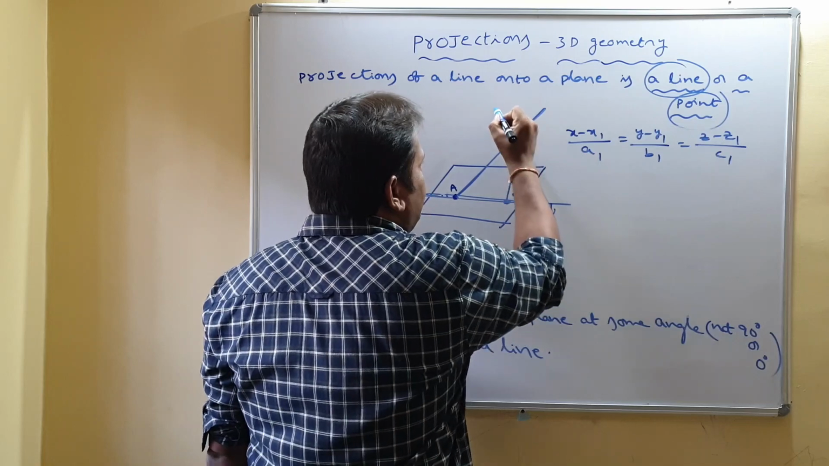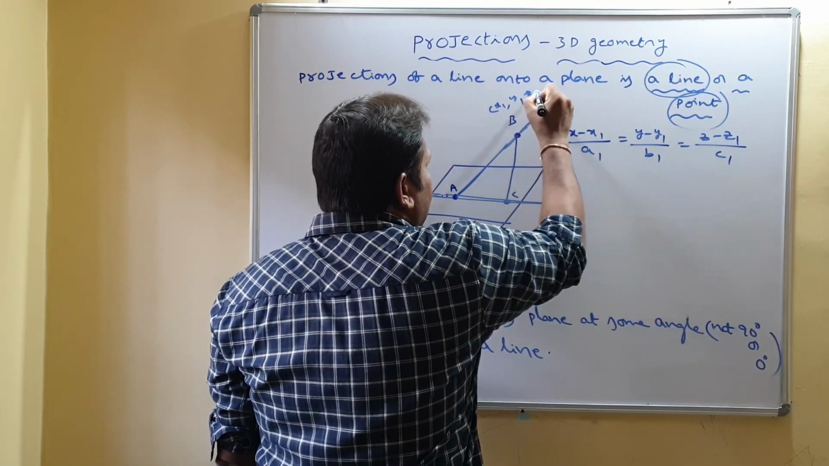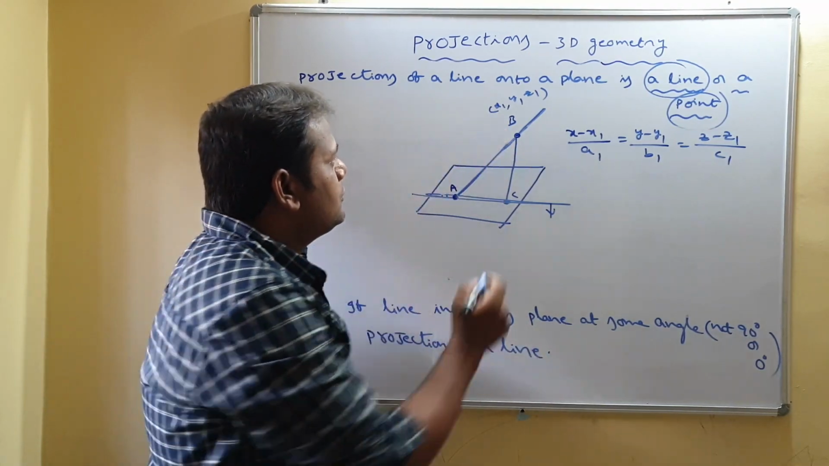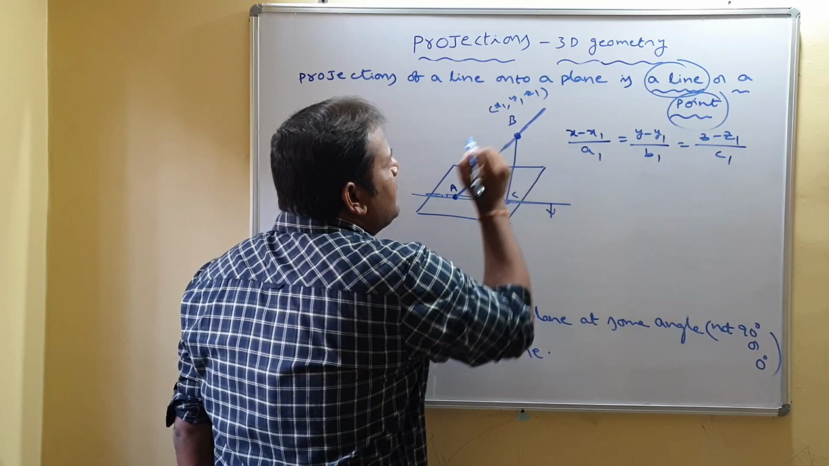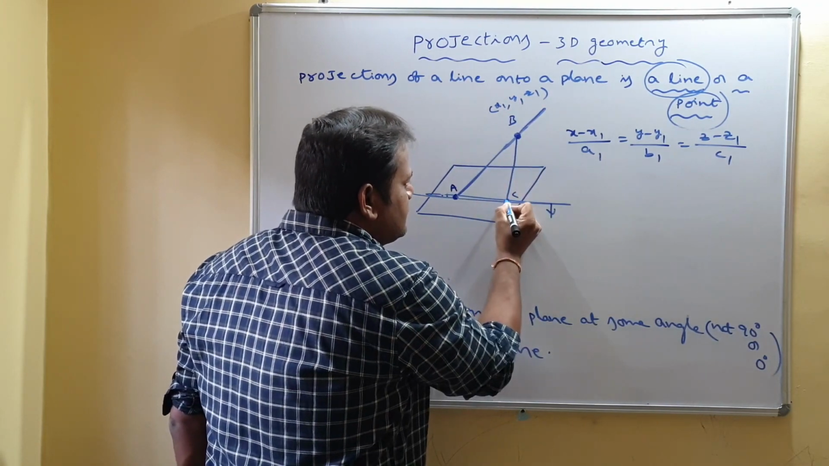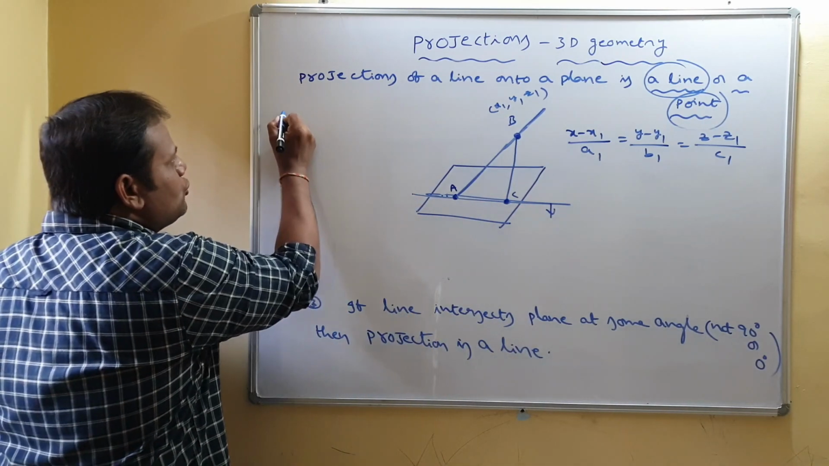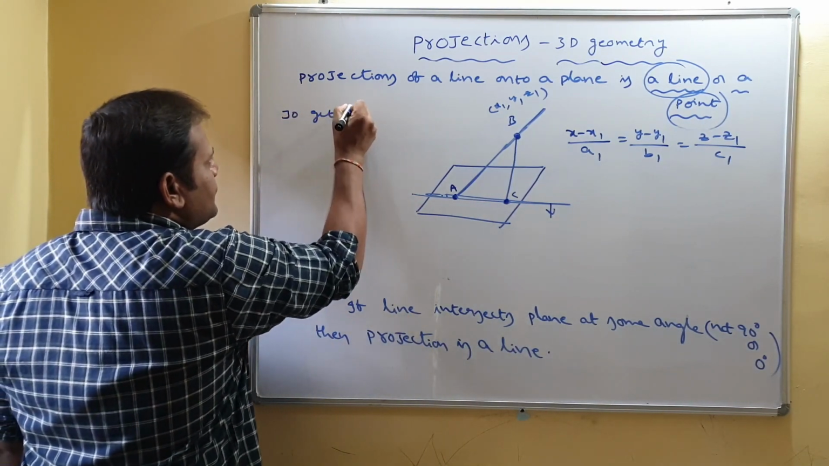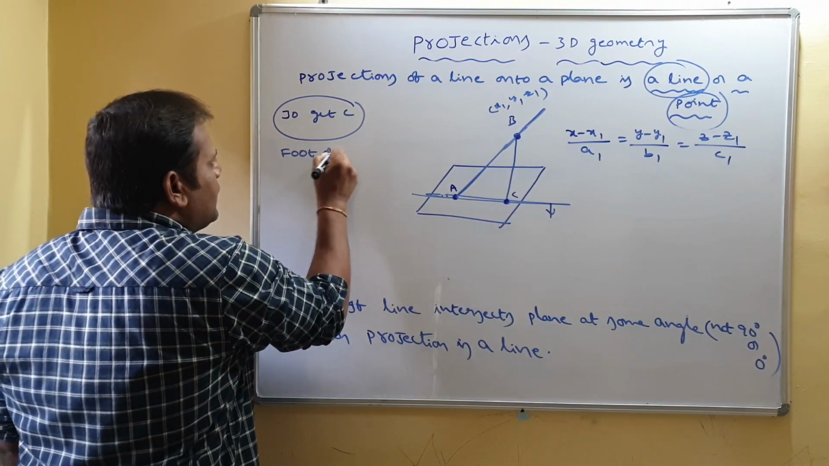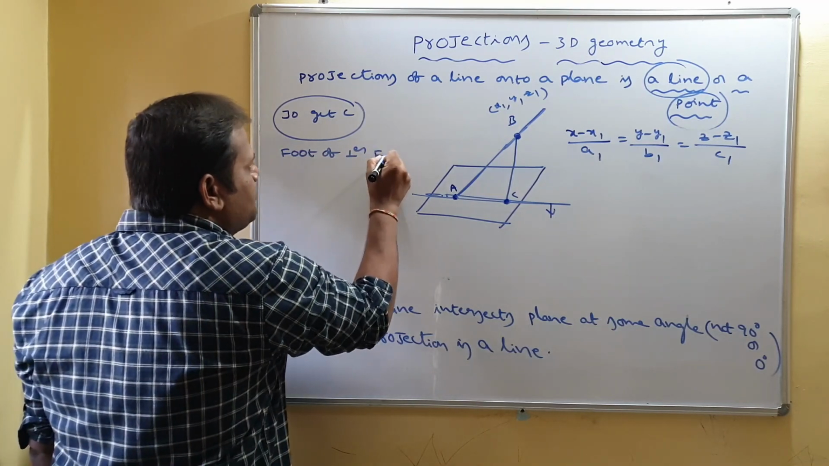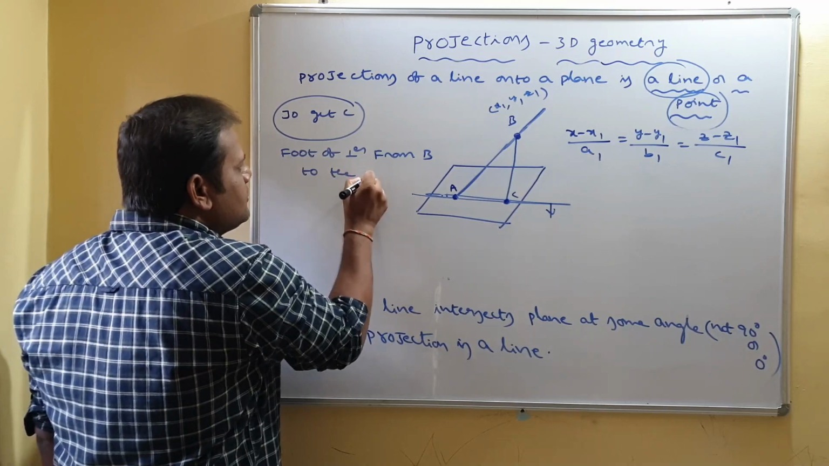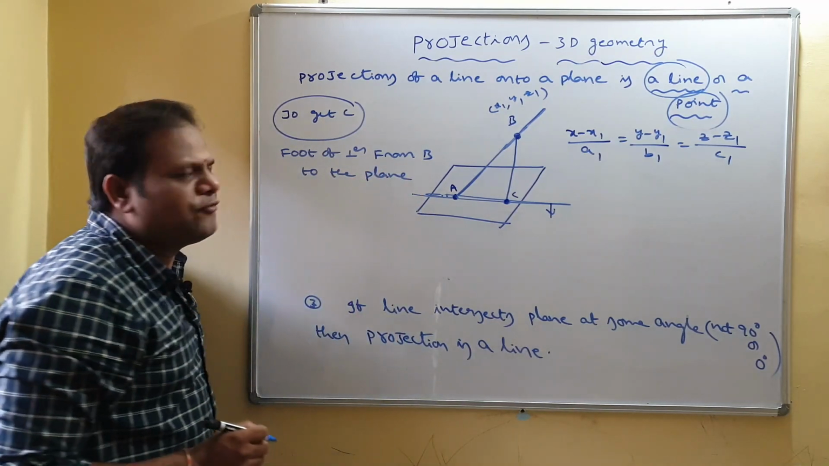So can I take one point x1, y1 and z1? Yes, you can take one point x1, y1 and z1. Now you find the foot of perpendicular of this point with respect to the plane, that is C. So to get C, you have to find the foot of perpendicular from capital B to the plane. You know the foot of perpendicular formula.